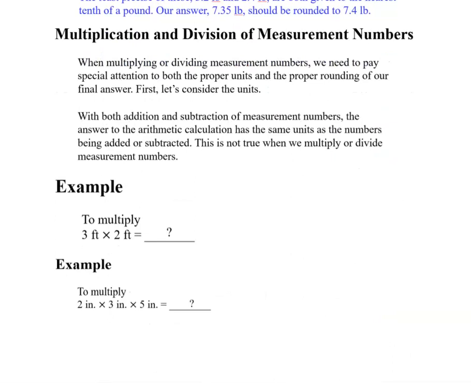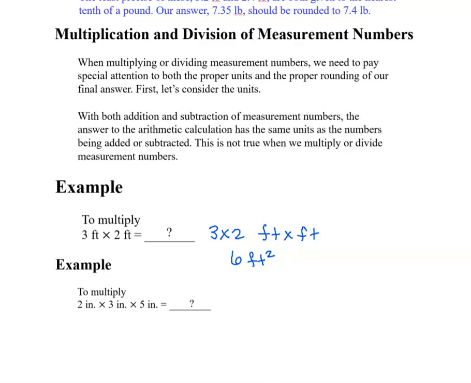When multiplying or dividing measurement numbers, we need to pay special attention to both the proper units and the proper rounding of our final answer. First, let's consider the units. With both addition and subtraction of measurement numbers, the answer to the arithmetic calculation has the same units as the numbers being added or subtracted. That is not true when we multiply or divide measurements. For example, if we want to multiply 3 feet by 2 feet, we're going to do 3 times 2, but we're also going to do feet times feet, which is going to get us 6 feet squared.